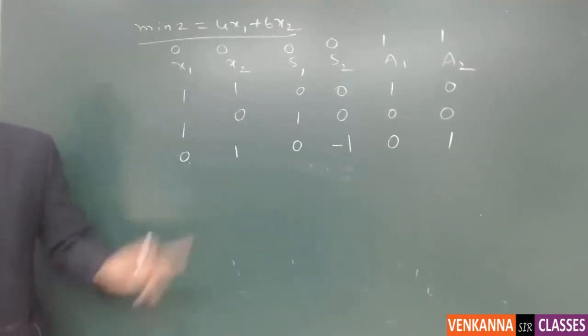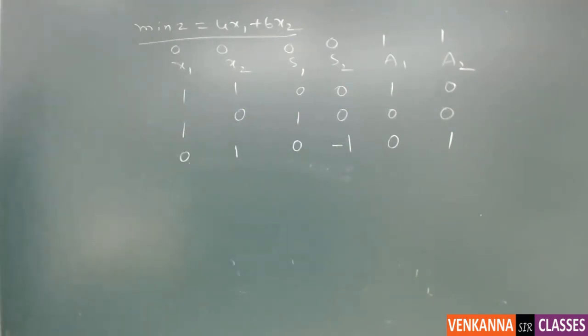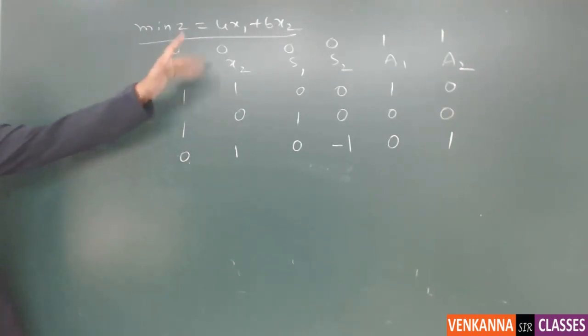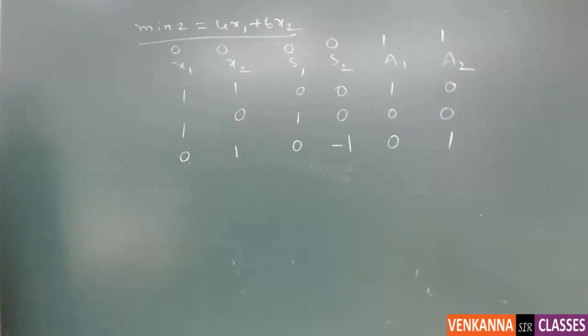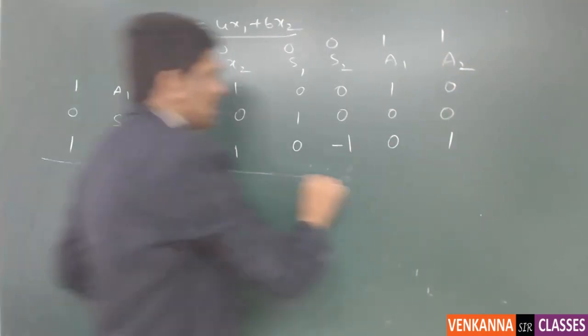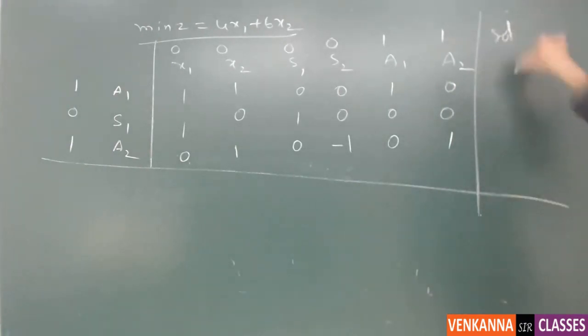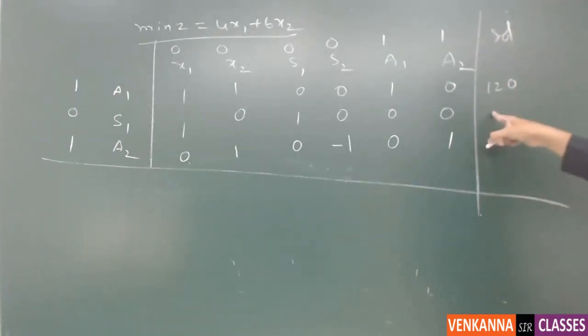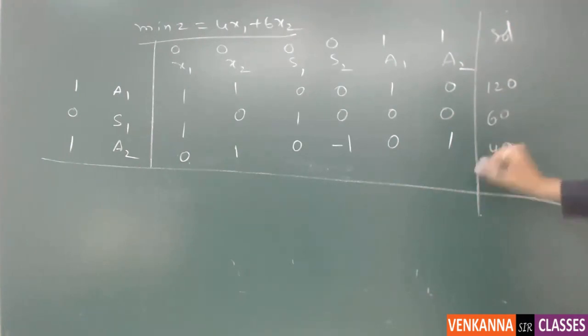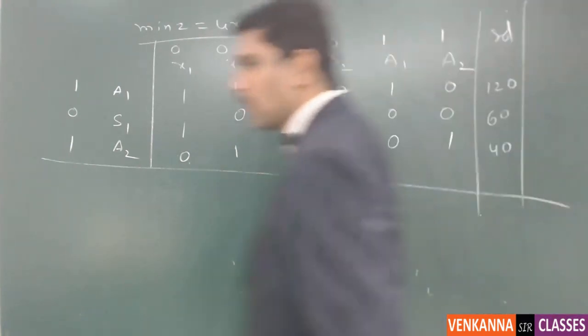So now, what are the basic variables here? We call a variable basic whose coefficient is 1 in one row and 0 in all the other rows. So you take a1, here s1, then a2. The a1 coefficient is 1, s1 coefficient is 1, a2 coefficient is 1. And for the solution, here you will take 120. In the second inequality it is 60 and it is 40. This is the solution, and you start doing the iterations.